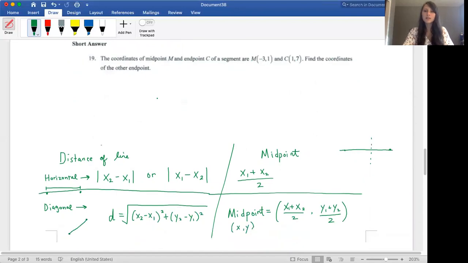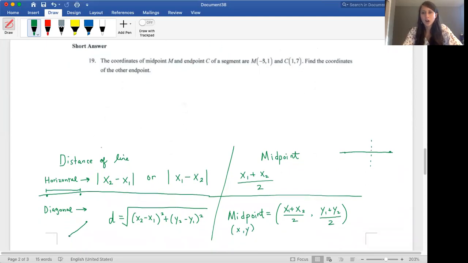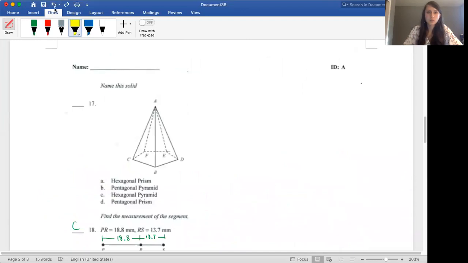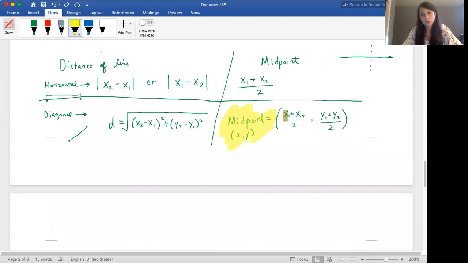Because this time they didn't give you the 2 endpoints and ask you to find the midpoint. They gave you one midpoint and one endpoint, and they're asking you to find the other endpoint. So, first of all, this is on a coordinate plane. It's on a graph. And so I'm going to have to use this equation because this is the equation that I use whenever I have problems relating to graphs because I have my x and y values. So this is the one I'm going to use.